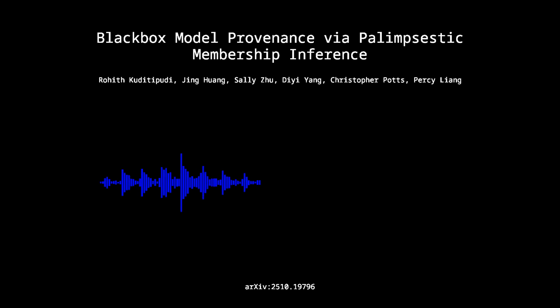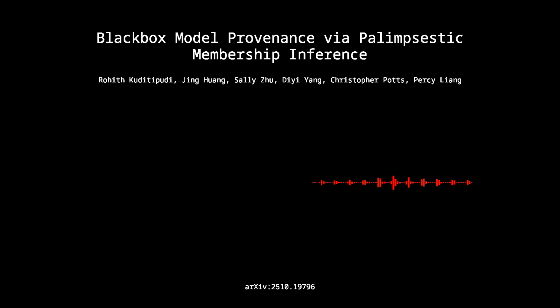The key insight they validated is that the way LLMs retain memory of their training data order, this palimpsestic effect, is a real, persistent, and statistically measurable phenomenon. And crucially, it can be exploited for forensic purposes without needing access to the model's internals or altering the original training. But we need to be realistic about the costs and hurdles too.